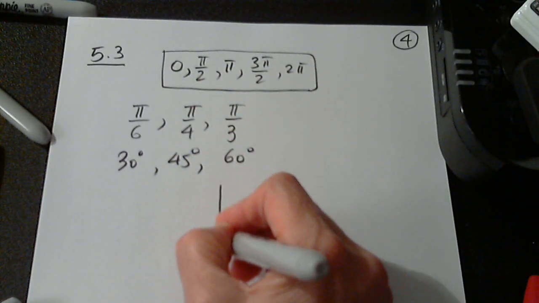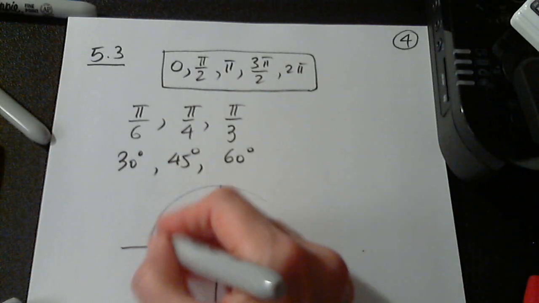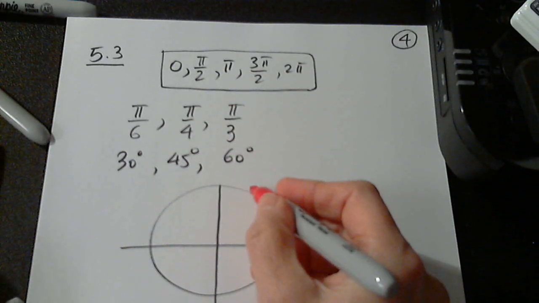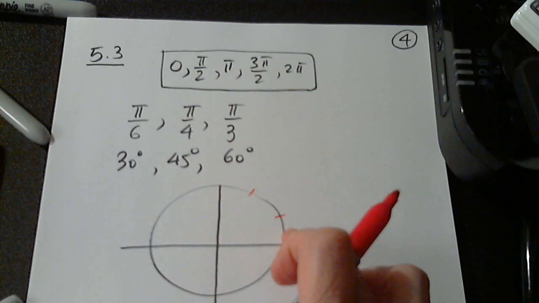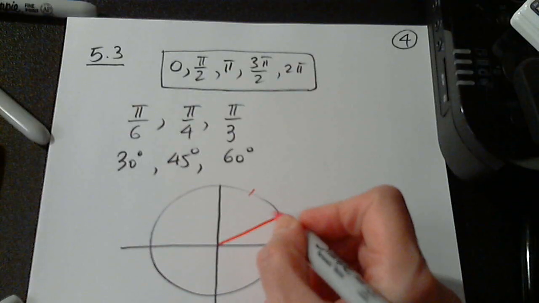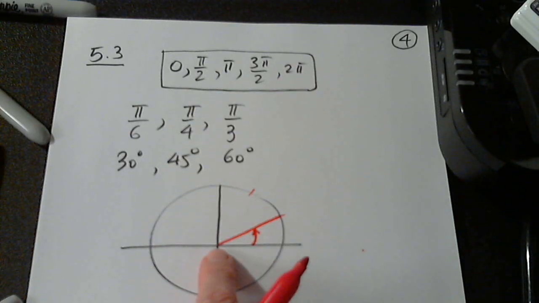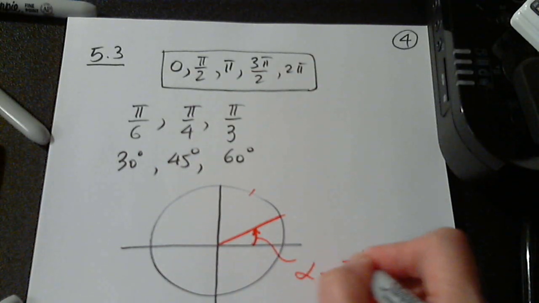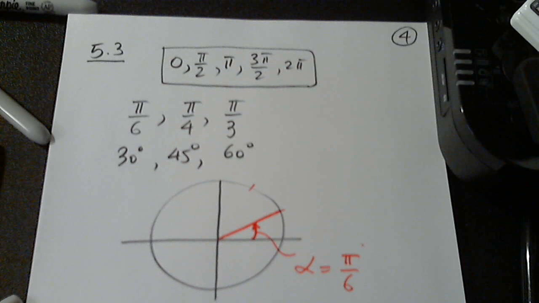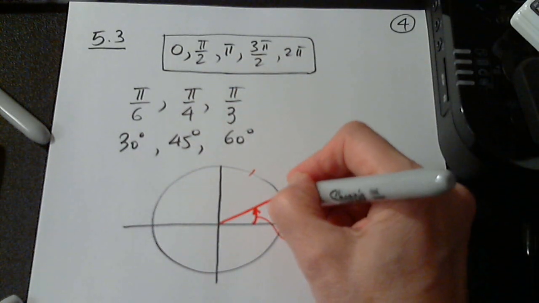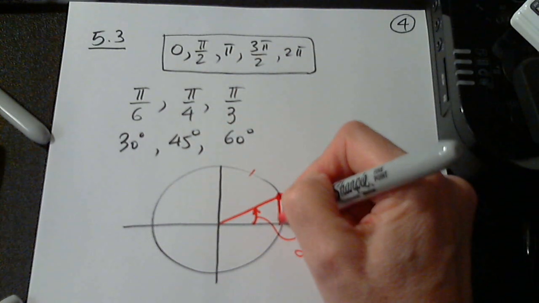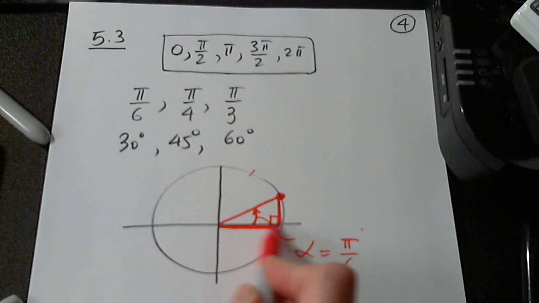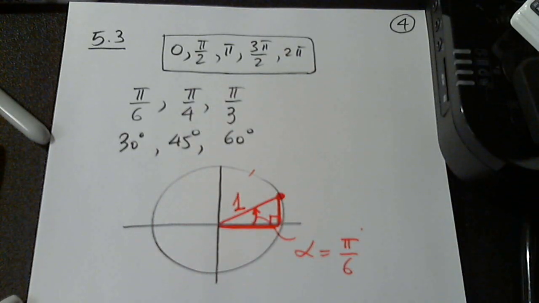Okay, back to the unit circle. 30 degrees, remember, 3 equal parts. So this is 30 degrees. This is an angle, a central angle of 30 degrees, or I'm going to call it alpha equals pi over 6, or 30 degrees. From this point, I will draw the vertical, so I can form a right triangle. And I also have this piece. Of course, the radius is 1.